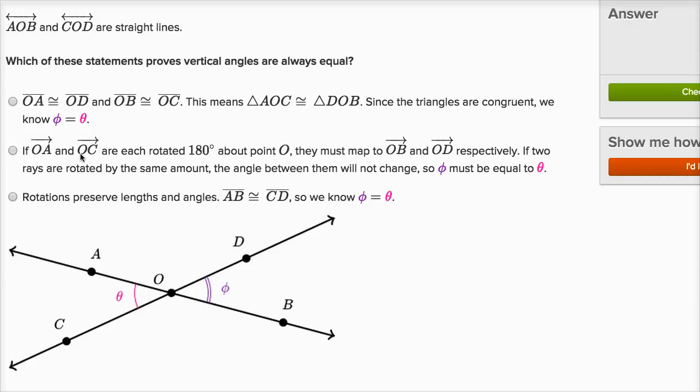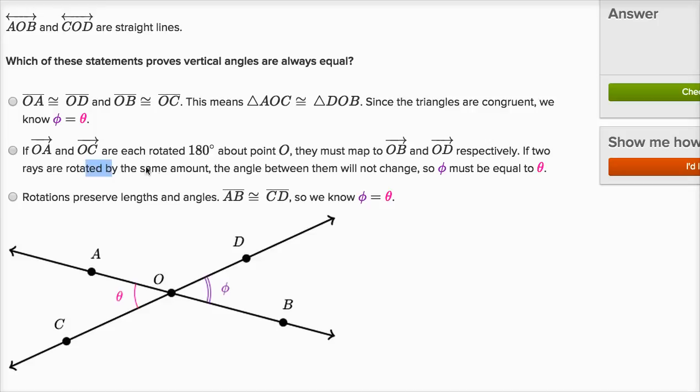If ray OA and ray OC are each rotated 180 degrees about point O, they must map to ray OB and OD respectively. And when people say respectively, they're saying in the same order: ray OA maps to ray OB, and ray OC maps to ray OD. And we saw that. Ray OA, if you rotate it all the way around 180 degrees, will map to OB, and OC, if you rotate 180 degrees, will map to OD. So I'm feeling good about that first sentence.